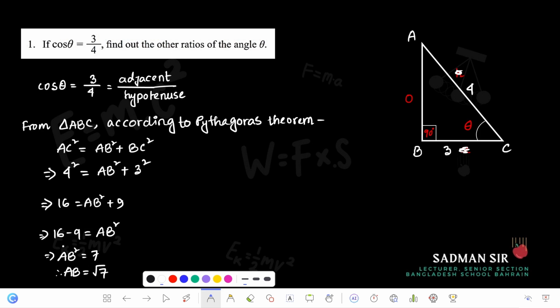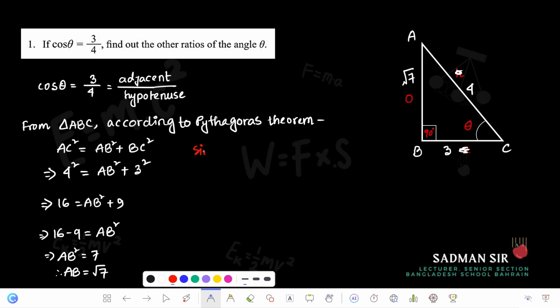Now normally whenever we take a root, we put plus minus, but here we will not put it because AB represents length. Length and distance, these quantities can never be negative. So remember, don't put minus here. We will be considering only the positive quantity. So AB also we got to know, and you can write root 7 here. And then we can start writing about the other trigonometric ratios.